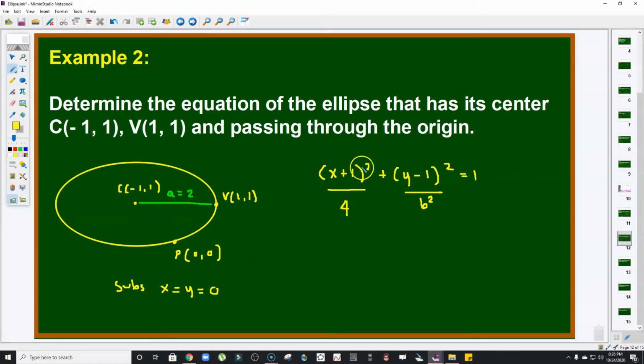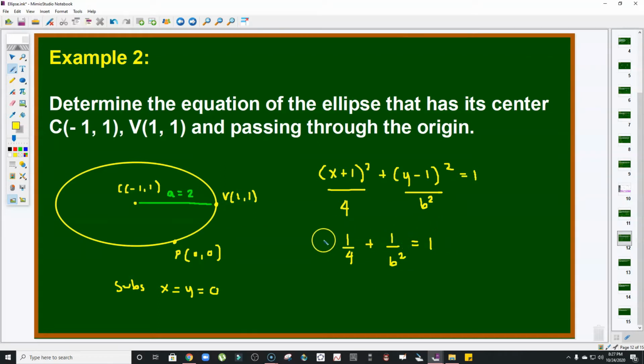So, that is 0 plus 1, 1 to be squared over 4, that's 1/4. See that? Plus, 0 minus 1 is negative 1 to be squared, that's still 1. Okay, b squared equals 1. There you go.